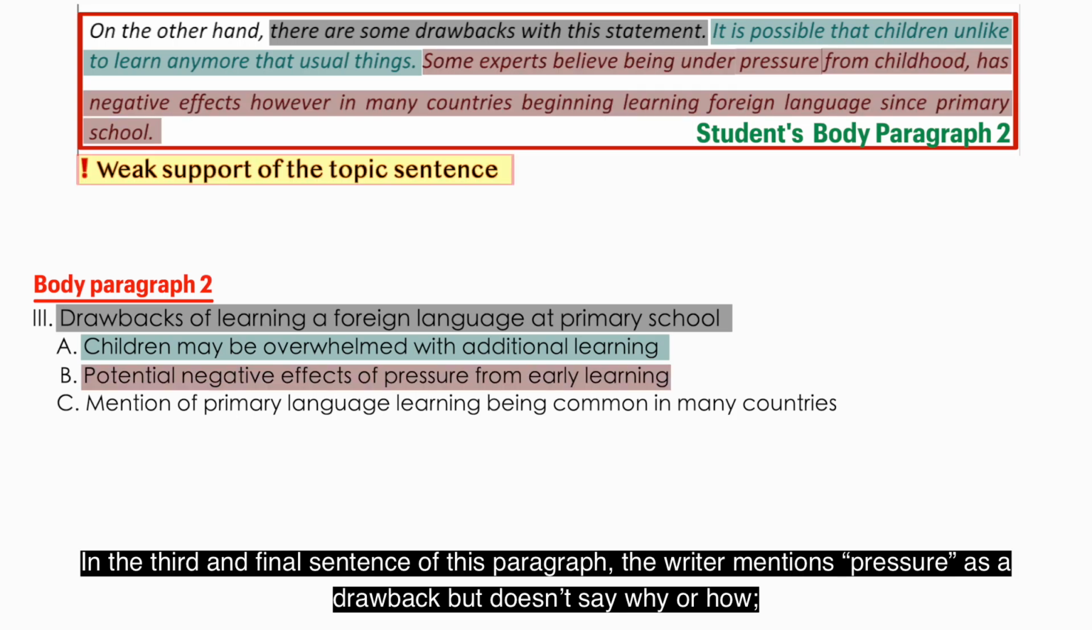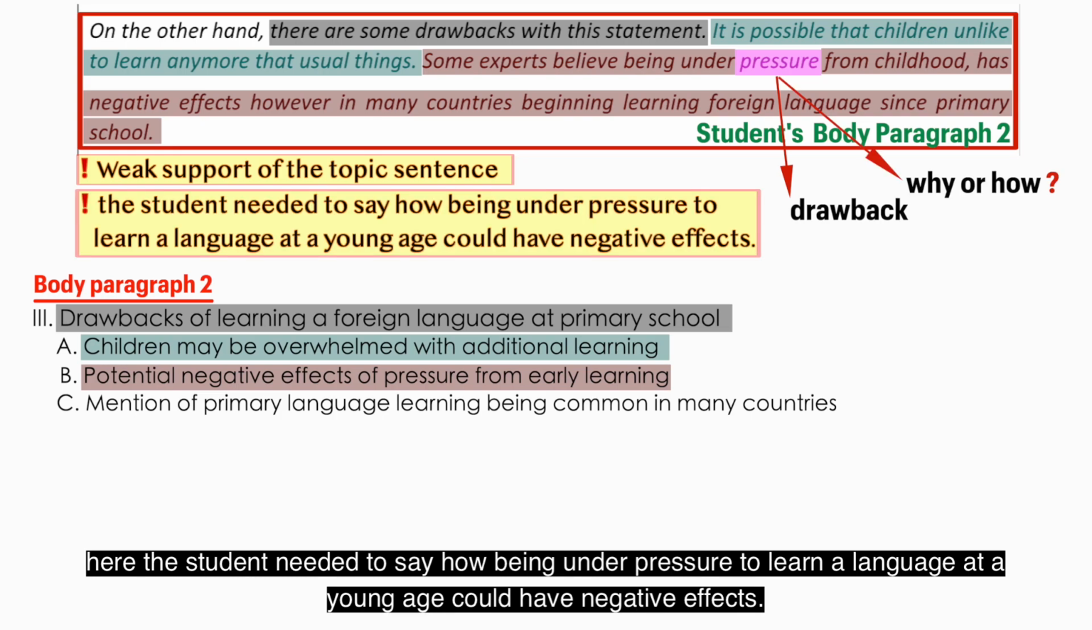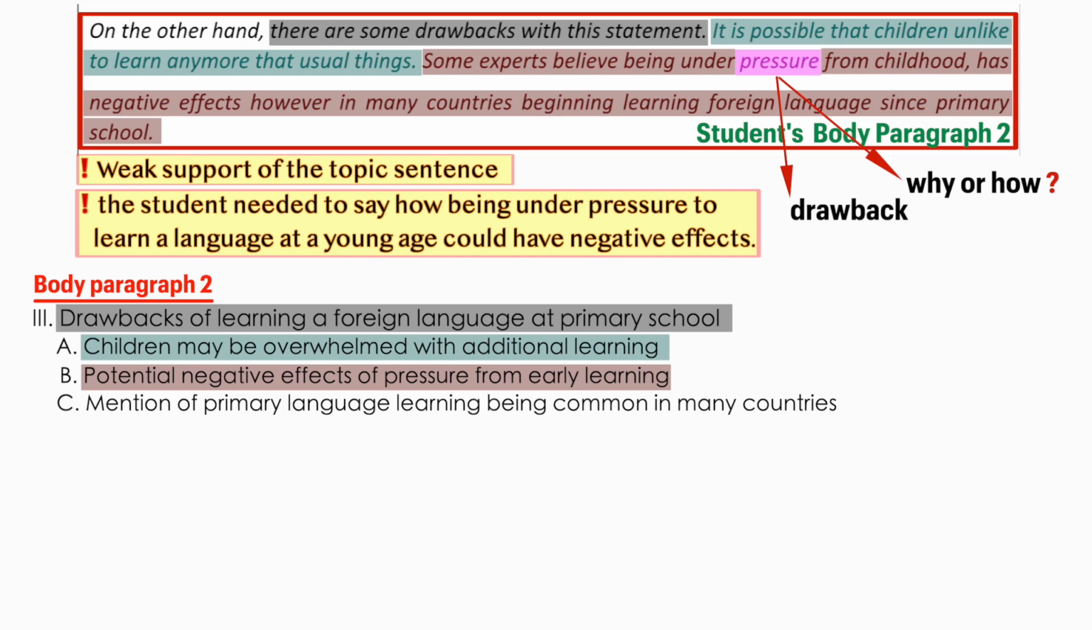In the third and final sentence of this paragraph, the writer mentions pressure as a drawback, but doesn't say why or how. Here, the student needed to say how being under pressure to learn a language at a young age could have negative effects.